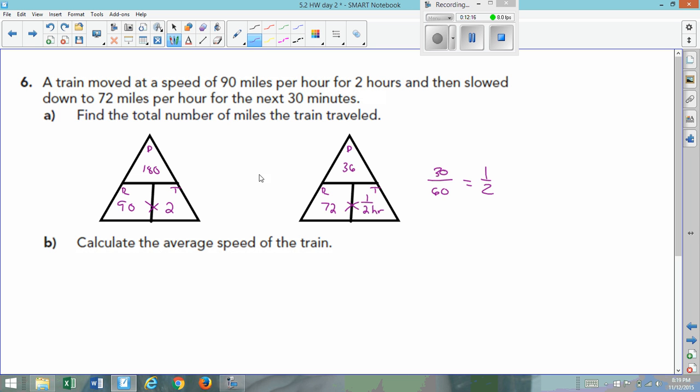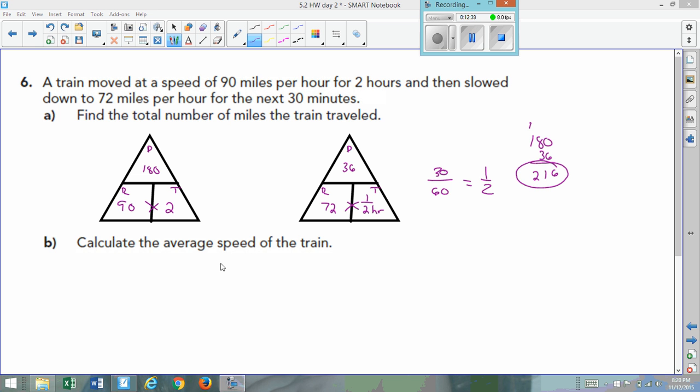Now we know that it traveled 180 miles in the first 2 hours. We know that it traveled 36 miles the last half hour. We would then add them together. We get 216 miles total.